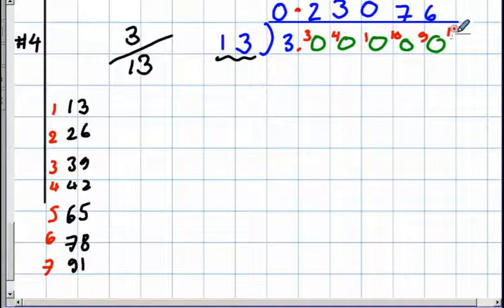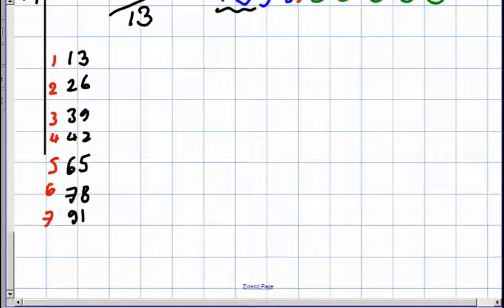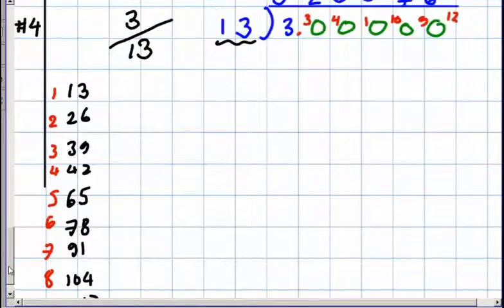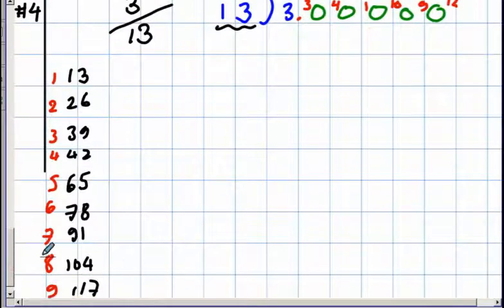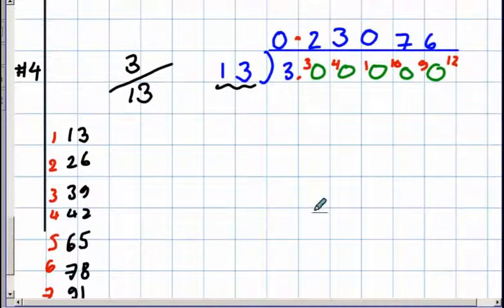Remainder 12. I will need some more multiples of 13. 104. 9 lots are 117. Right, so look. How many times will 13 go into 120? It'll go 9 times. Remainder 3. Oh, it's my mistake. I messed that up rather badly, haven't I? So that should be a 0 I should have put there. And then that 9 should have been above it. And then the remainder was 3.